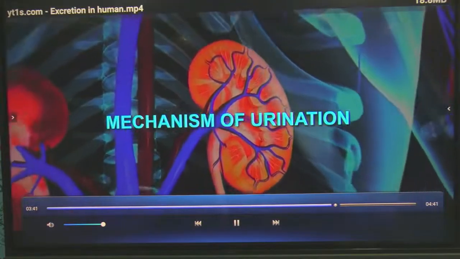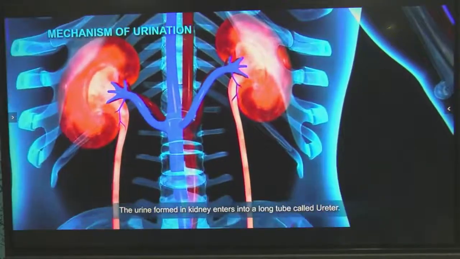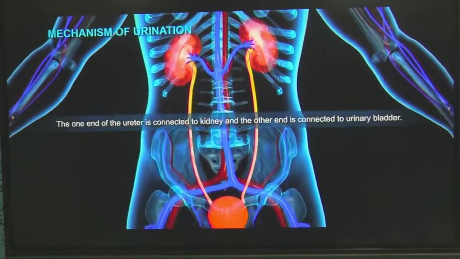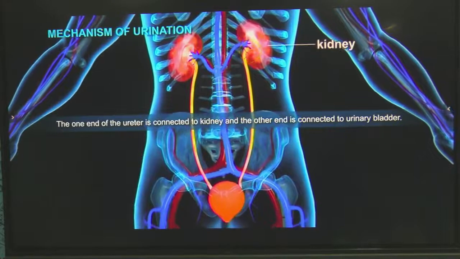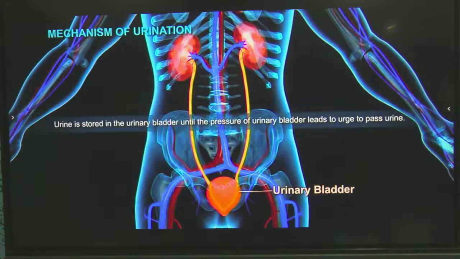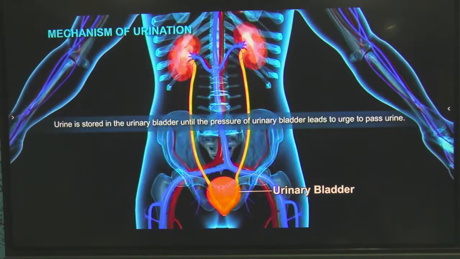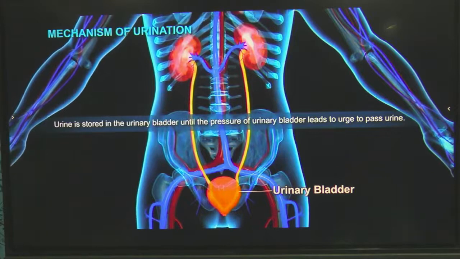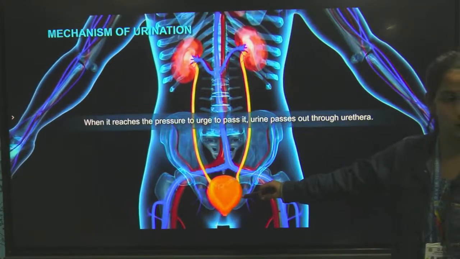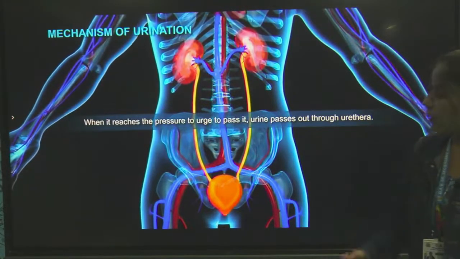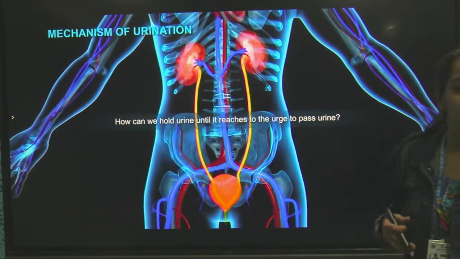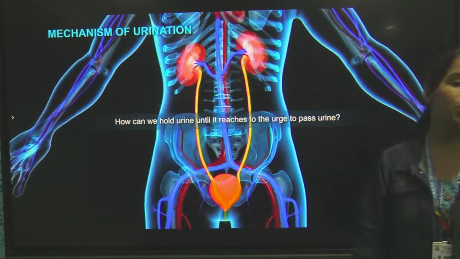Mechanism of urination. Urine formed in the kidney enters a long tube called the ureter. One end of the ureter is connected to the kidney and the other end is connected to the urinary bladder. Urine is stored in the urinary bladder until the pressure leads to the urge to pass it. Then the urine passes out through the urethra.